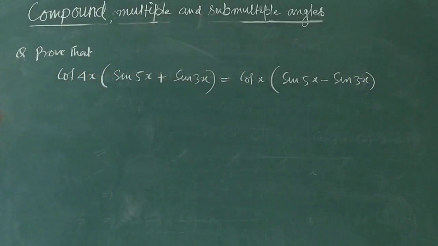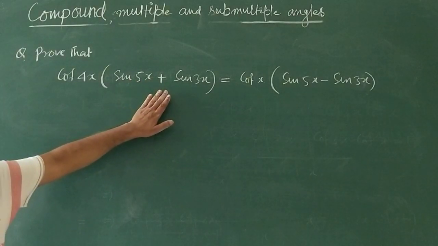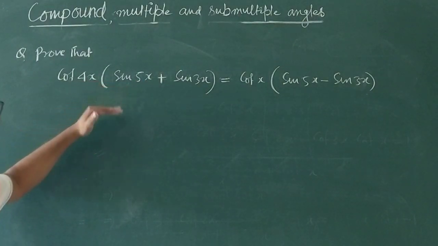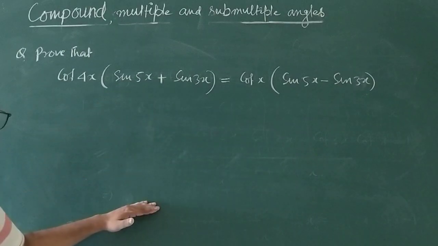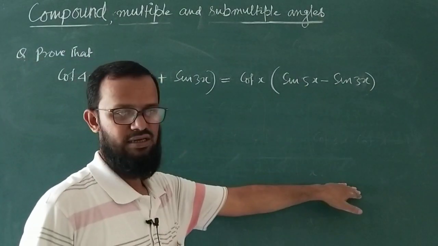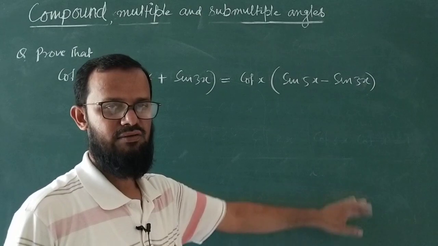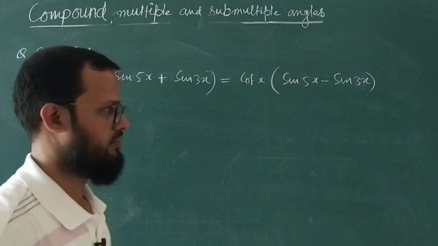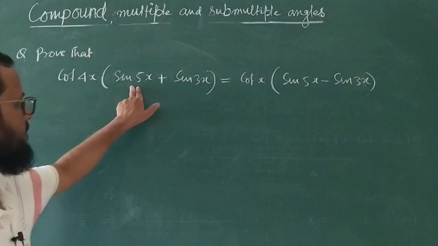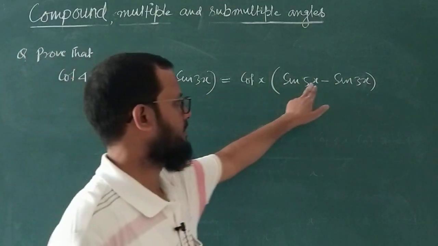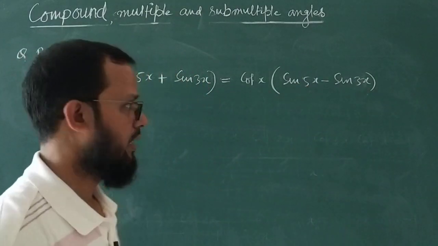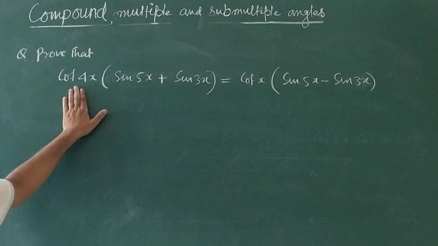ठीक है. What we will do in this particular question, I am giving you hints. You take first left hand side and find the result, and then take right hand side and find the result, and finally you can say that left hand side is equal to right hand side, okay. So here you can use sin c plus sin d, and here you can use sin c minus sin d, and cot x will remain same.